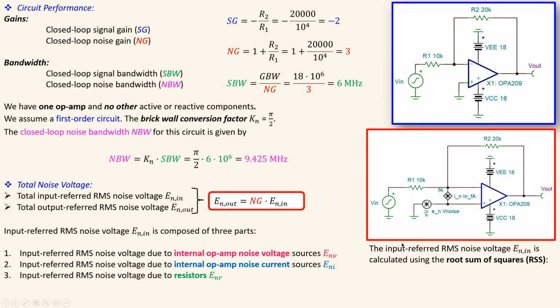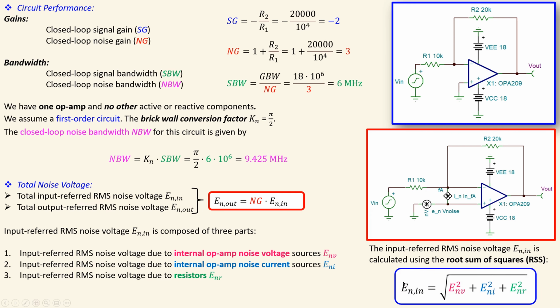So the total input referred RMS noise voltage will be calculated using the root sum of squares, which is the following: the E sub N, the input referred RMS noise voltage, is the square root of the square of each term, and then add them up. That means root sum of squares. Yeah, we will use this later on.